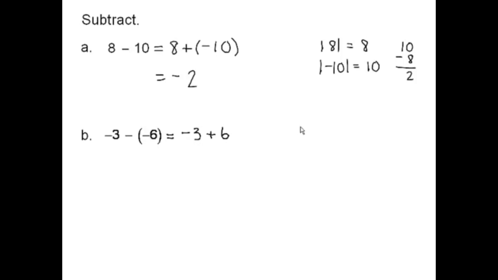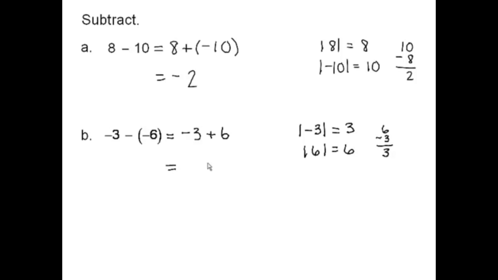So again, we take the absolute value of both numbers. The absolute value of negative 3 is equal to 3, and the absolute value of 6 is equal to 6. So we subtract the lesser from the greater absolute value. 3 is less than 6, so we have 6 minus 3, and that is equal to 3.